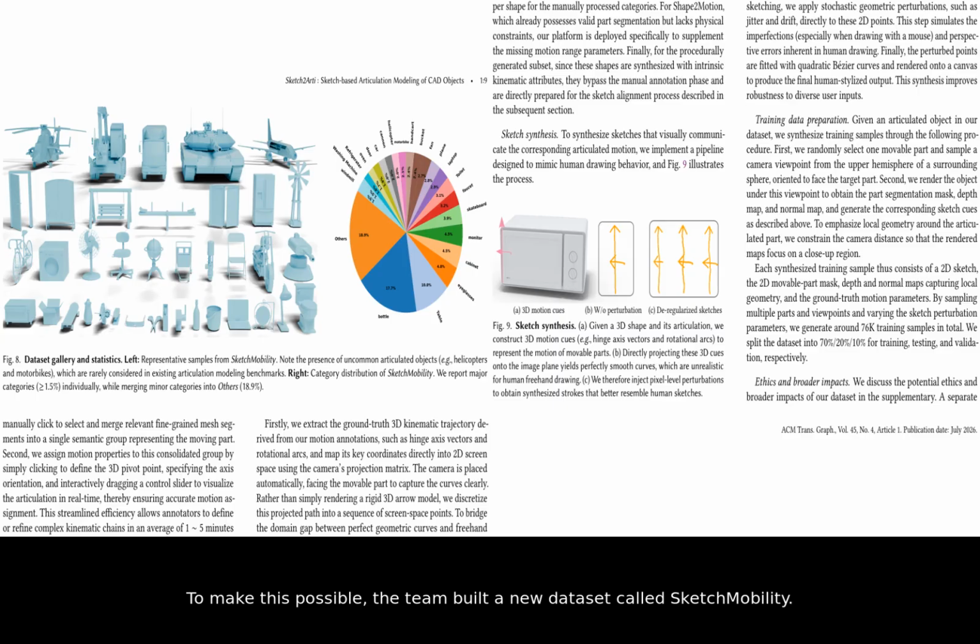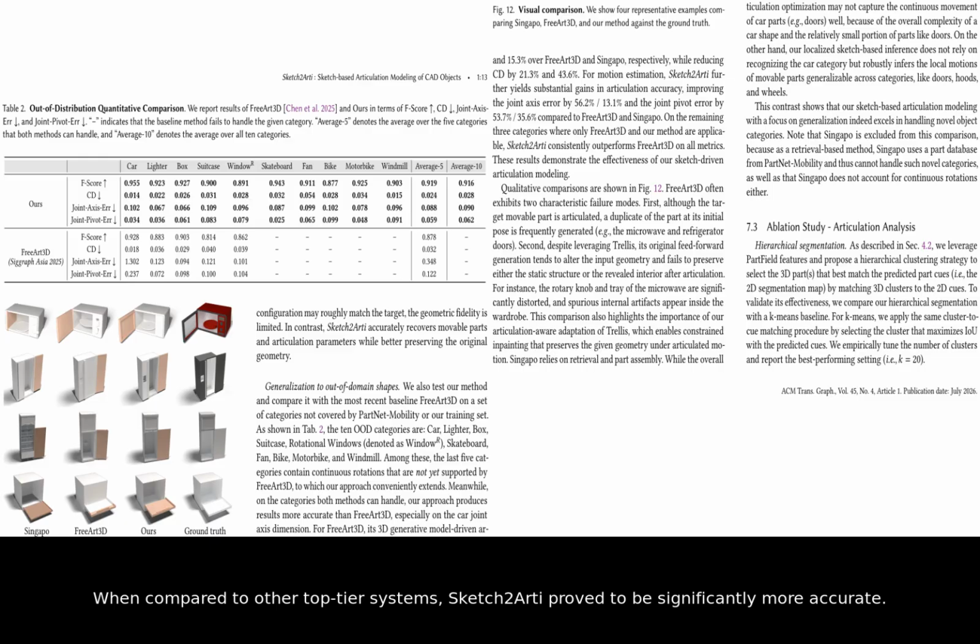To make this possible, the team built a new dataset called Sketch Mobility. It contains over 5,000 fully articulated shapes spanning 48 different categories to help the AI learn. When compared to other top-tier systems, Sketch 2RT proved to be significantly more accurate. It offers much better control because the user's sketch acts as a direct guide for the movement.